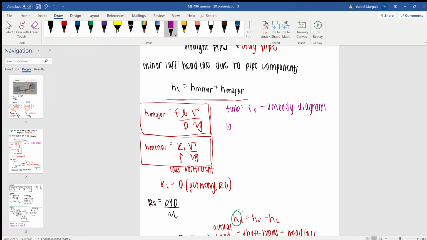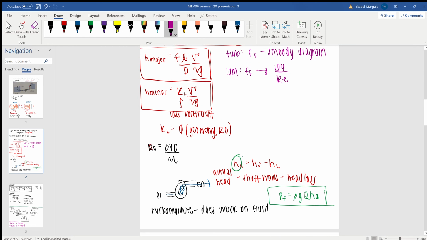And for laminar flow, we can find the friction factor simply by dividing 64 by the Reynolds number. But we are turbulent, so this is going to rely on a Moody diagram.